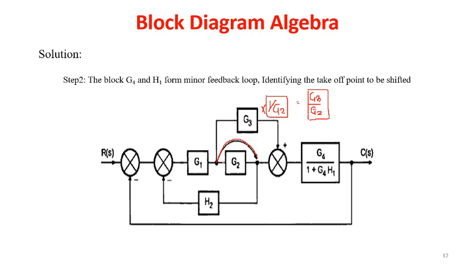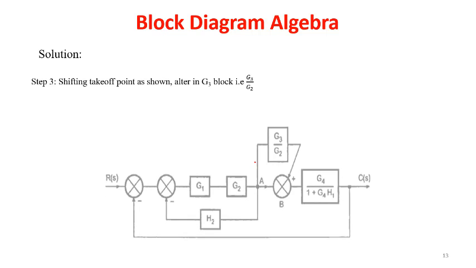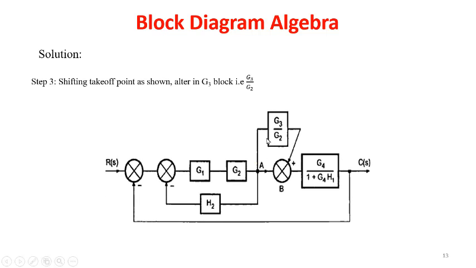G2. This will be the replacement which is going, and takeoff point will be there. That will show it in the next step. Let's see that one in the next step. Here shifting a takeoff point, what it has altered. So it has altered the forward block here.